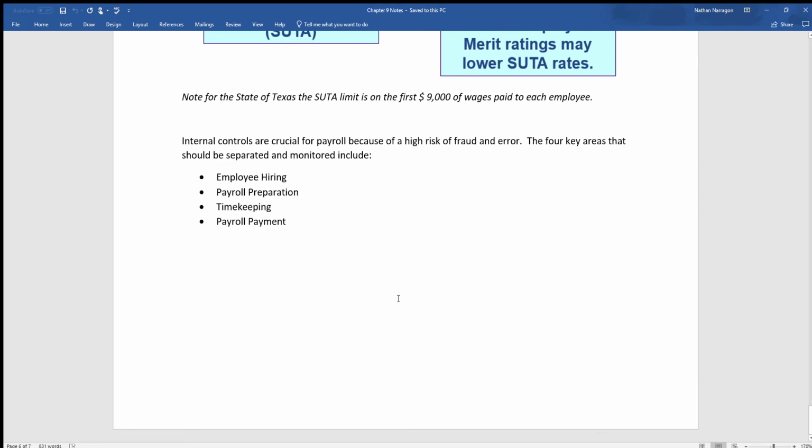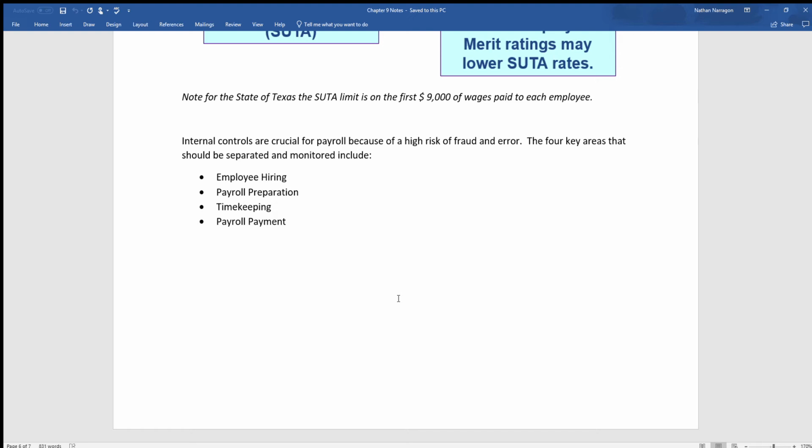And then, of course, payroll in itself is a very, very high risk for fraud and error. If there's going to be error or there's going to be fraud, payroll tends to be number one. And there's 4 key areas that could be separated and monitored. And basically, they do need to be separated, or if you have 2 doing it, you want to watch out. First off is HR.